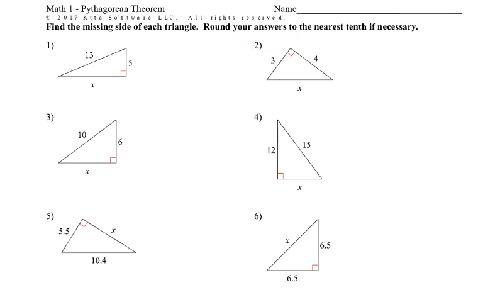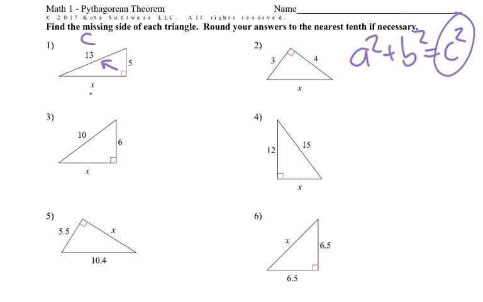So the first thing you need to remember to do is to figure out where the hypotenuse is, because in the formula, the hypotenuse is the one all by itself. If you don't have it as the hypotenuse, you'll make some mistakes, and that will not be good. So if we look at number 1, the hypotenuse is always that longer looking side opposite that 90-degree angle. So 13 would be my hypotenuse.